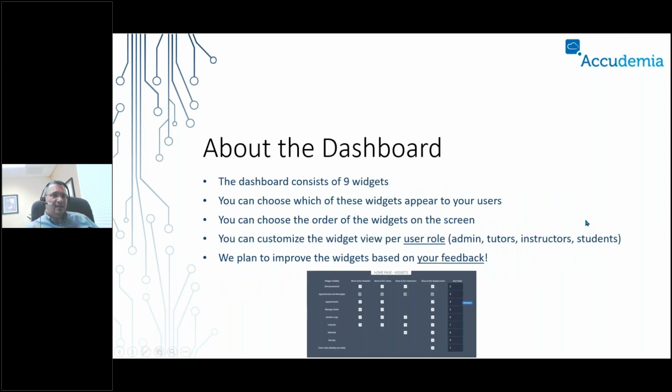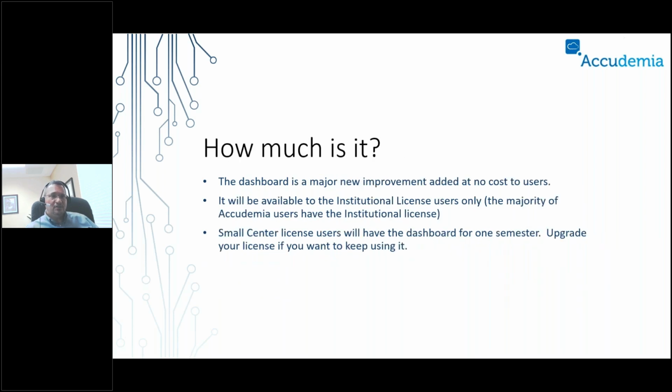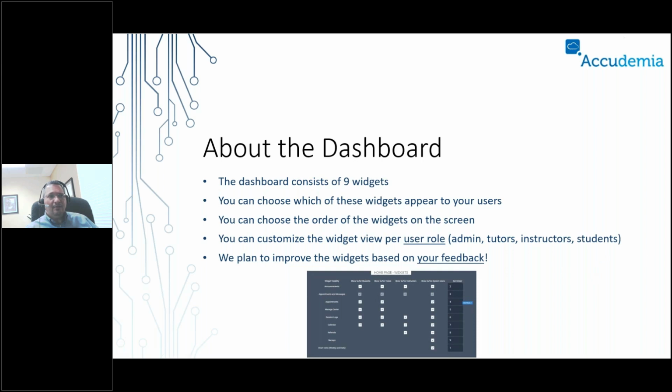All right. A little bit about the dashboard. It consists of 9 widgets. A widget is a functionality. It's a functionality unit, basically. It will do something specific. Now, the nice thing is that you will be able to select which widgets to see, okay? And you can customize that per role. So you could say the system administrators can see these widgets, while my staff, which are tutors or advisors, will see these widgets. And not only that, but you can control the order of these widgets. So the ones that you use most, you can put them at the top, for example.